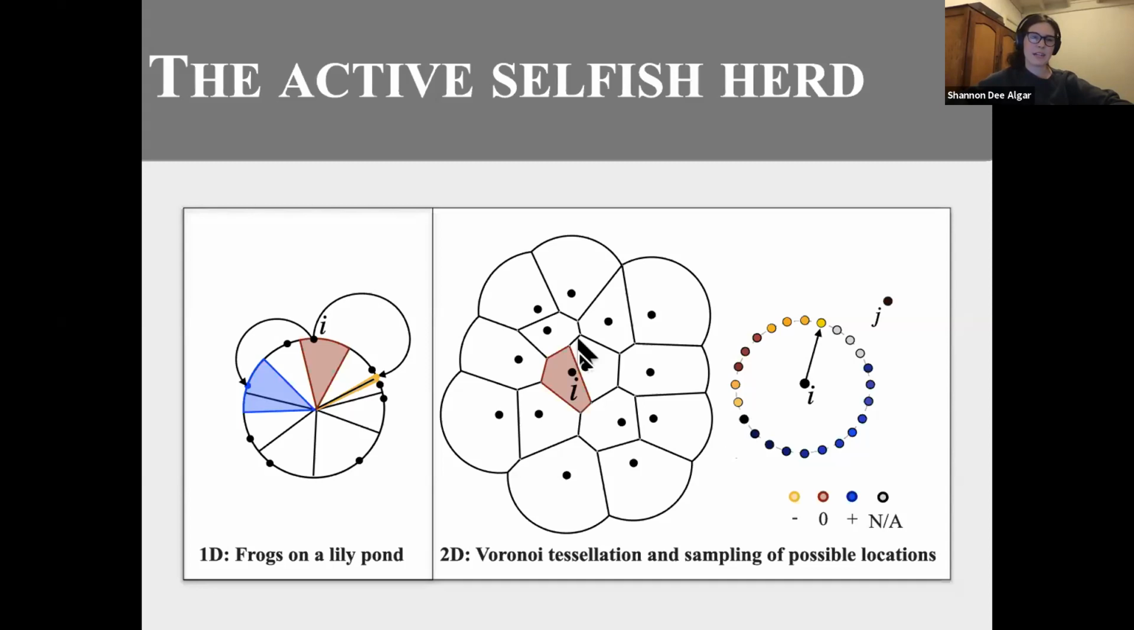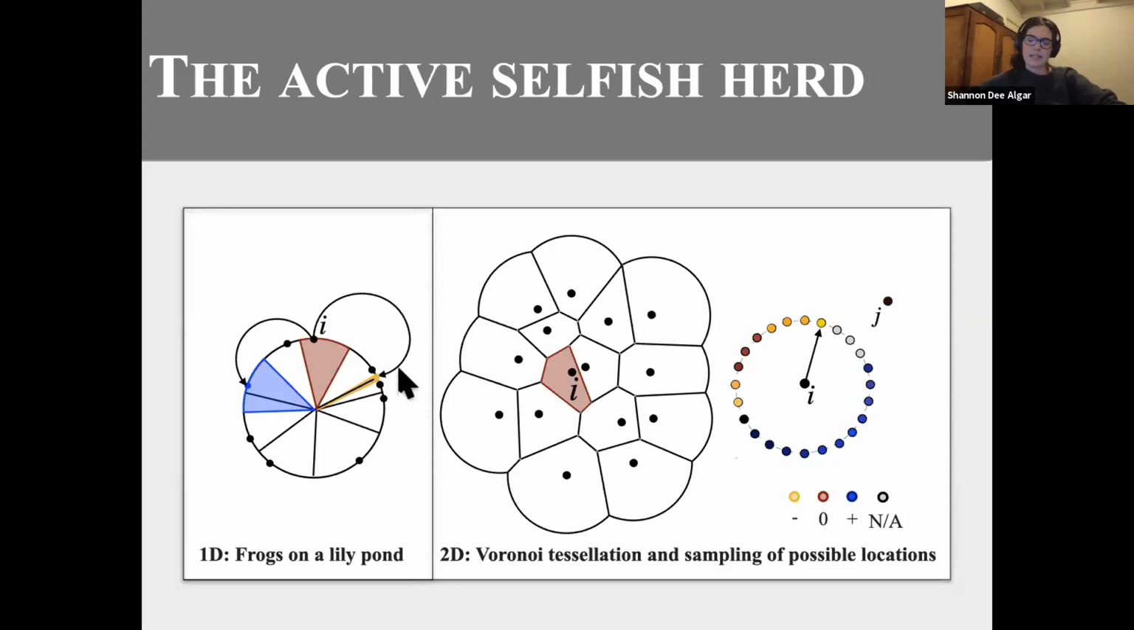And so to demonstrate this, he designed a thought experiment of frogs on a lily pond's edge. And the lily pond housed a snake. And the snake would randomly rise and eat the nearest frog. And so your risk of being eaten is then directly proportional to the space that you occupy. For individual I here, it is the red region. It's just half the space or the distance to the neighbor on the right and the neighbor on the left.